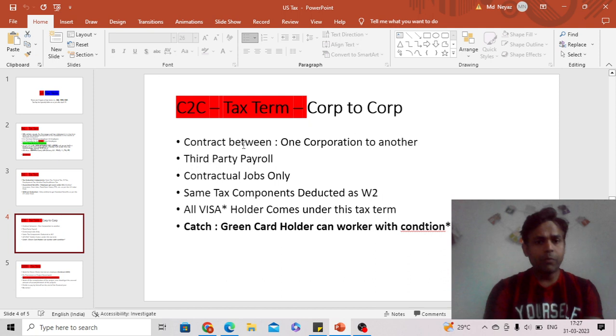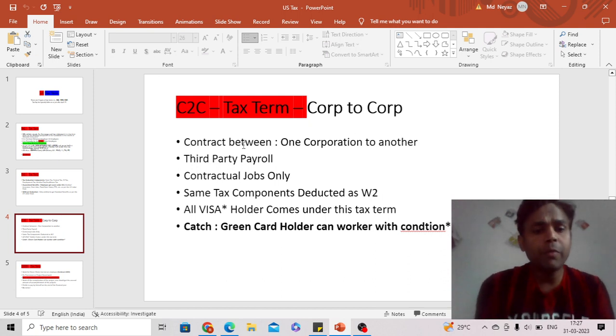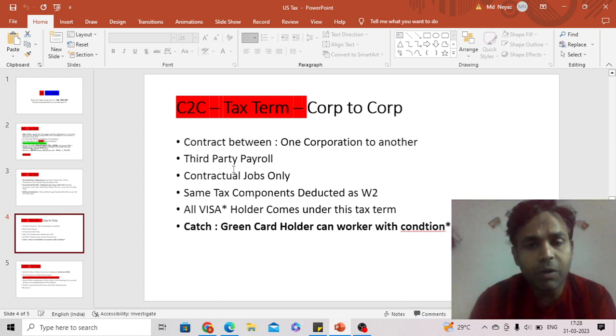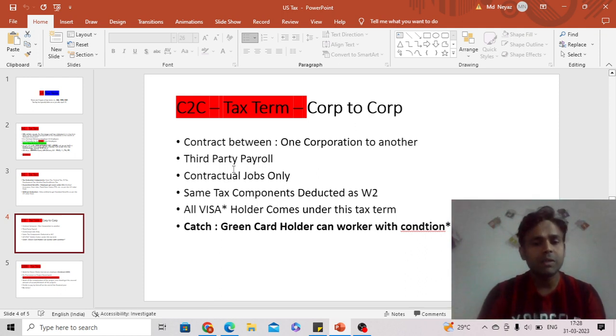So now we are moving ahead with the C2C tax term. What is this C2C tax term? Basically, it is a contract between one company and another company, right? It is corp to corp, meaning company to company contract. It is not for the full-time worker; it is for contractual employees only, who are entitled to pay this tax term.